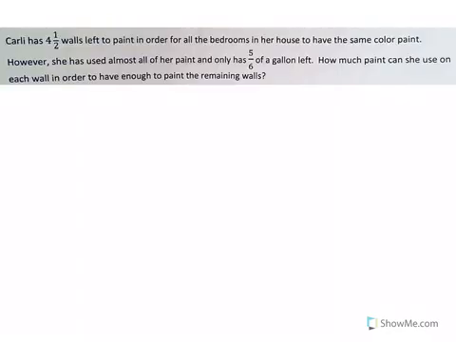Okay, let's look at this word problem from Eureka Math. Carly has 4.5 walls left to paint in order for all the bedrooms in her house to have the same color paint. However, she has used almost all of her paint and only has 5/6 of a gallon left. How much paint can she use on each wall in order to have enough to paint the remaining walls?